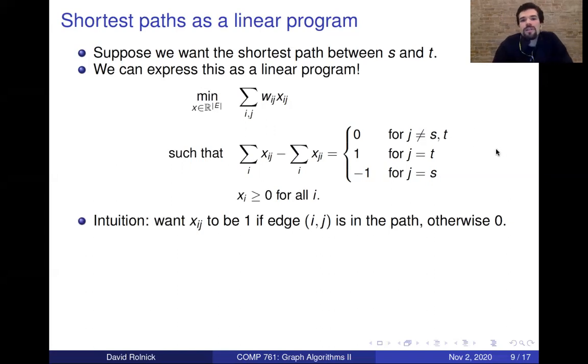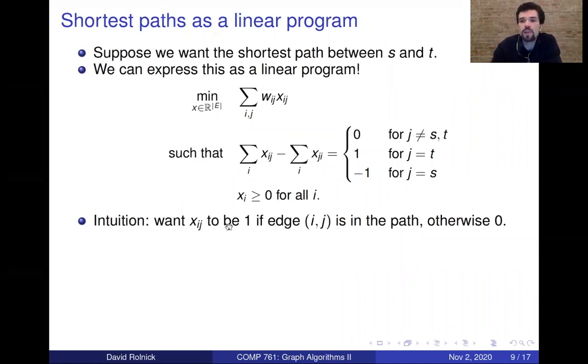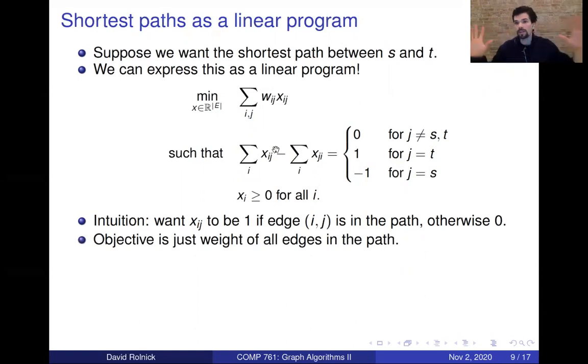The intuition is that we have some variables x_ij that we would like to be one. They're indicator variables. We'd like them to be one if edge ij is in this shortest path and otherwise zero. And there's a variable x_ij for every one of the edges in the graph. So many of the variables are going to be zero. Most of the variables are going to be zero probably. And some of them are going to be one. And those are just the ones we want on the shortest path. That's what we want.